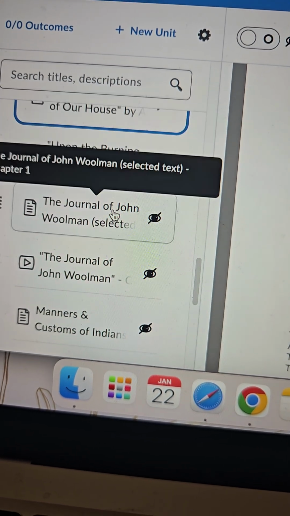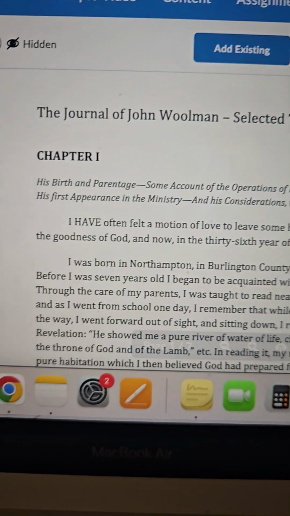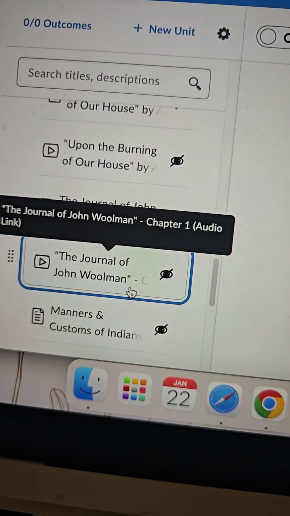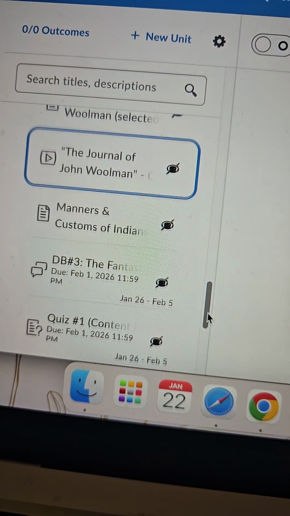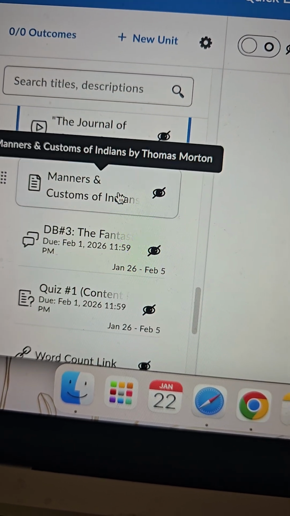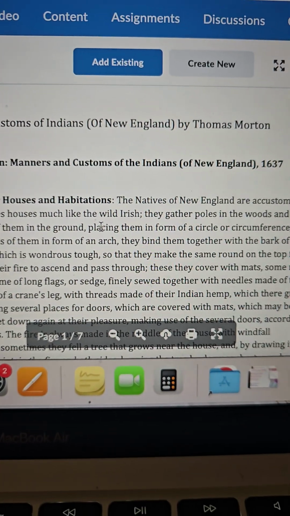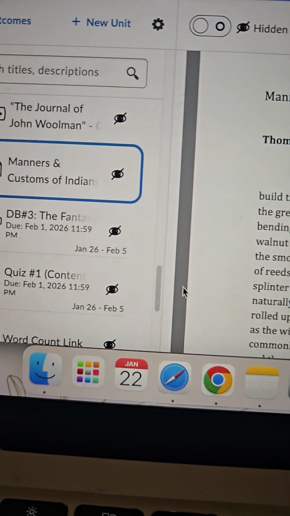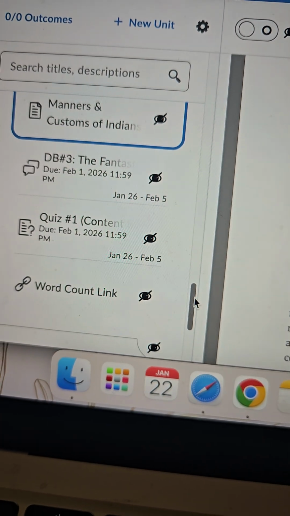The Journal of John Woolman, Chapter 1, as it's selected. I also have it as an audio, just as Chapter 1. I think it continues forward, but if you would like to only listen to Chapter 1, there it is. And The Manners and Customs of Indians by Thomas Morton. These are all PDFs. They should be accessible and available for you to download, but they're there for you.